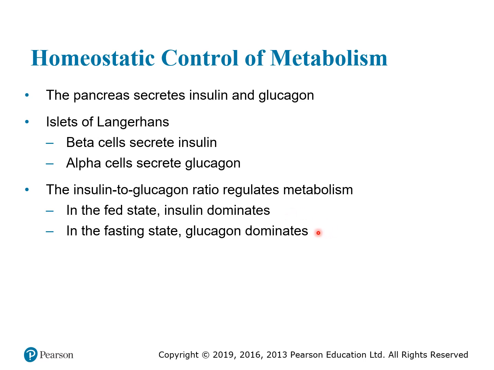Glucagon is going to dominate when you are in the fasting state. So when you're fasting and your glucose levels drop, glucagon is going to be the dominant hormone being released so that it can help you increase the glucose levels. And so therefore, during the fasting state, glucagon is going to dominate and insulin is not going to be released, and vice versa. After you eat, insulin is going to be produced and glucagon is going to be inhibited.